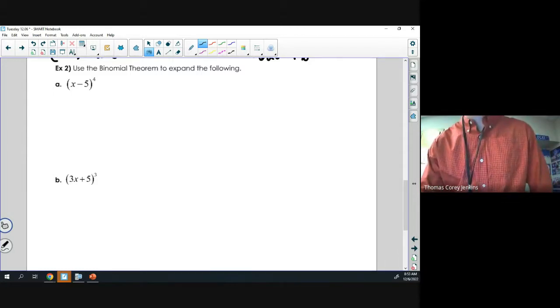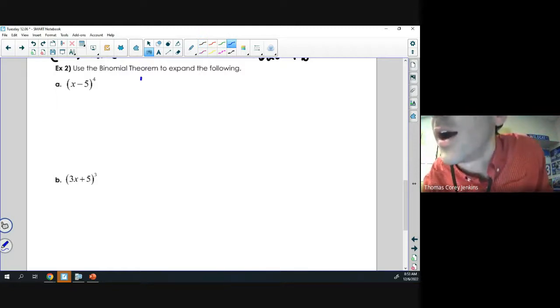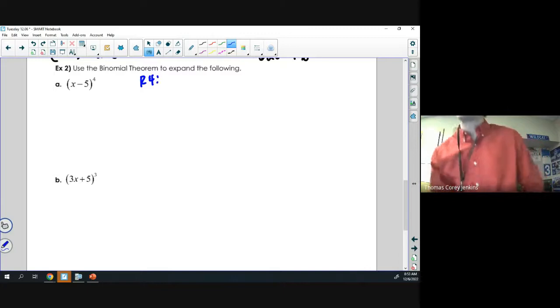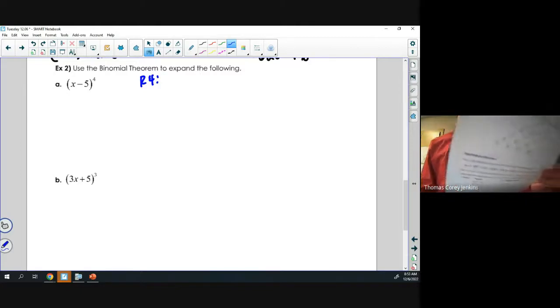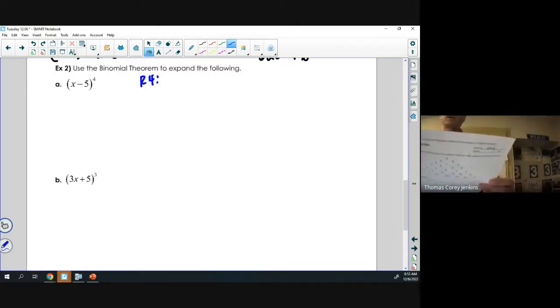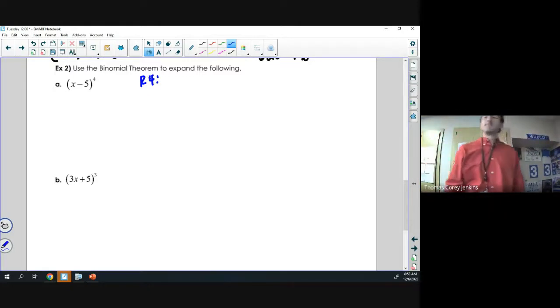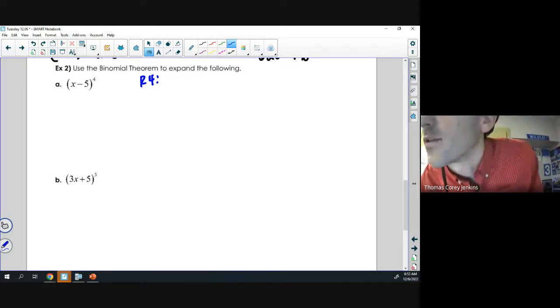All right, so let's get our row of coefficients. That'd be row 4 from Pascal's triangle. See if you can at least find how it starts. What does row 4 start like? All right, so it should have been 1, 4, 6, that row right there. So 1, 4, 6, 4, 1.